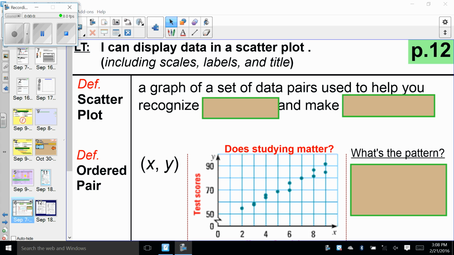Hey, eighth grade. So our learning target today is I can display data in a scatter plot. So we're going to include scales, labels, and a title. Very important pieces of a scatter plot, being able to explain kind of what you're doing in the plot.